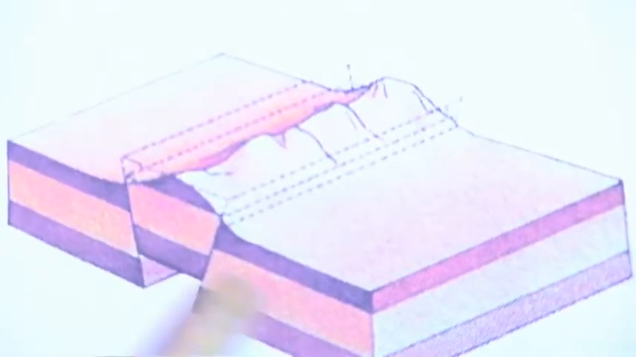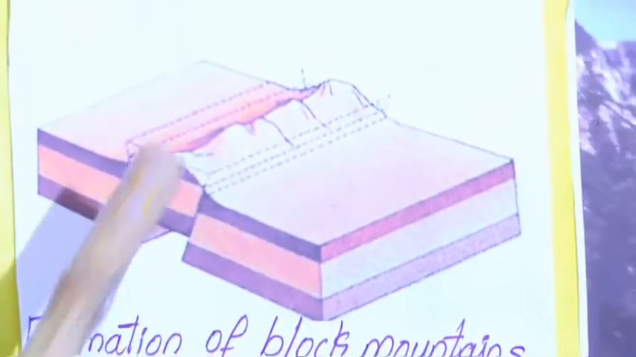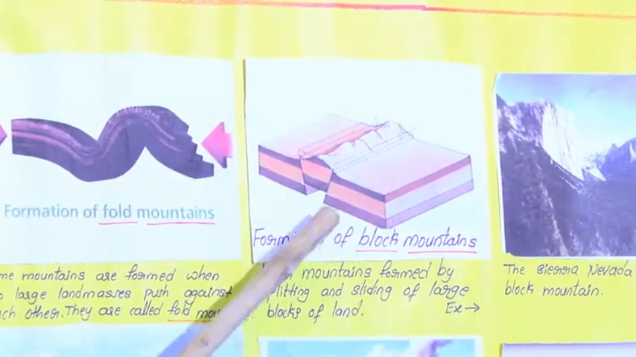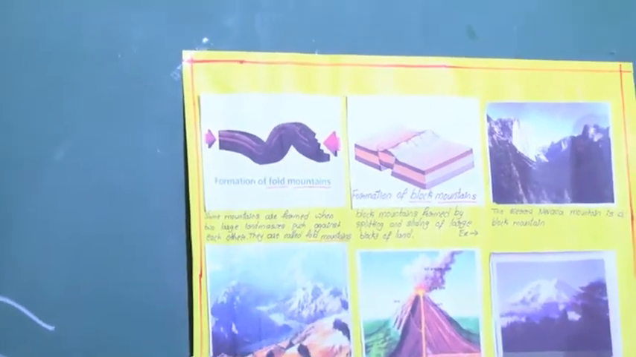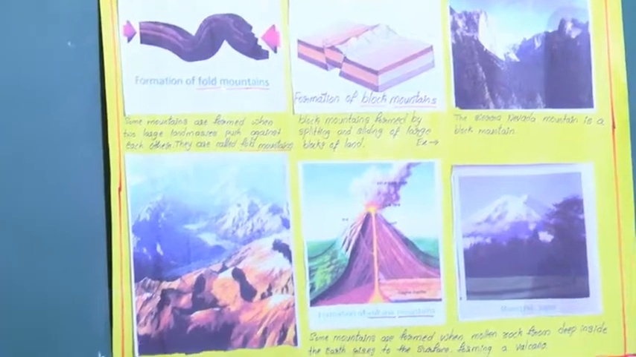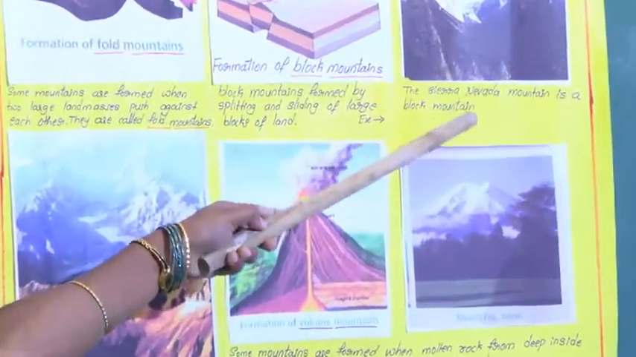Third one, block mountains. You can see here, block mountains are formed by splitting and sliding. Splitting means dividing. They are formed by the splitting and sliding of large block lands. You can see the formation of the block mountains. The Sierra Nevada mountains in the USA, United States of America, and the Black Forest mountains in Germany are two examples for block mountains.